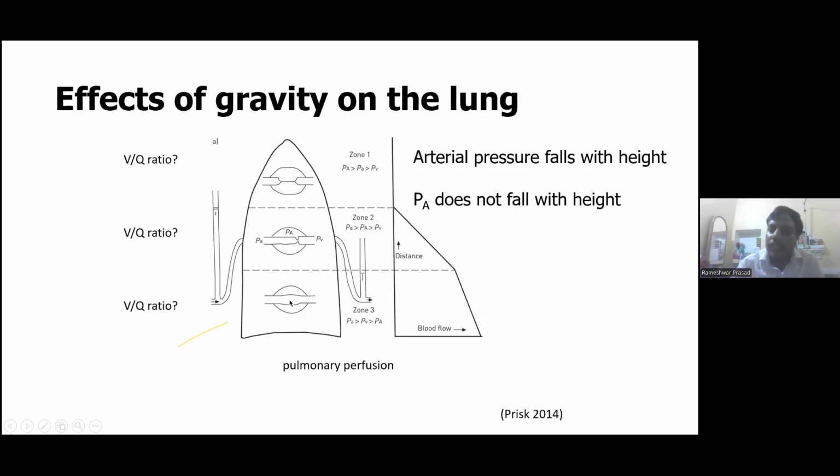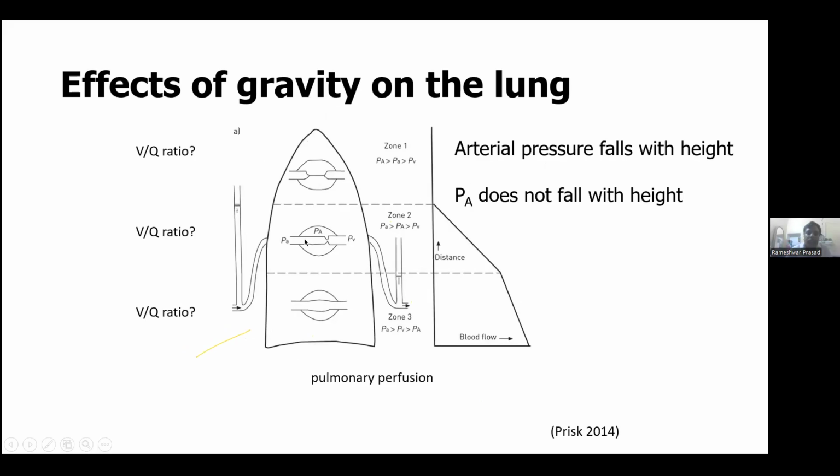So what is happening here? Ventilation is good, perfusion is good in the lower zone. Here ventilation is good, but perfusion is a little bit low. Or here, ventilation is good, but there is no perfusion. This is the effect of gravity on pulmonary perfusion.